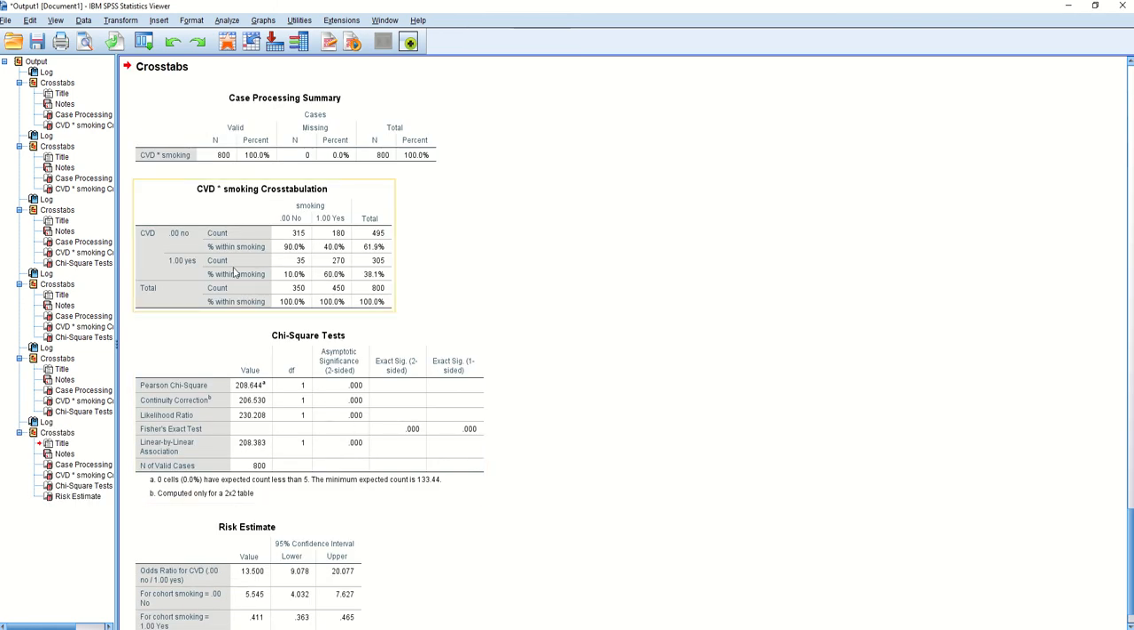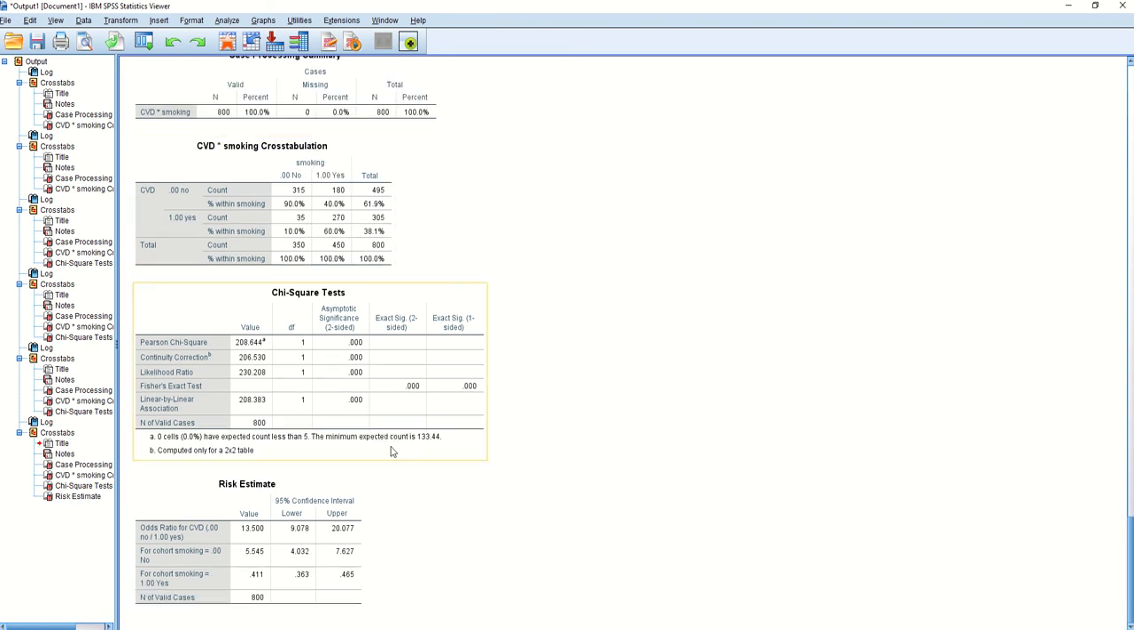So again, you're getting your table with your percentages, your chi-squares, and now you have another table that is titled risk estimate. The first row is an odds ratio row, and the other two rows are a relative risk. In this instance, we're not calculating the relative risk, so I'm just going to ignore it. I'm just going to focus on the odds ratio, and the odds ratio comes out to be equal to 13.5 with a confidence interval of 9 all the way up to 20.